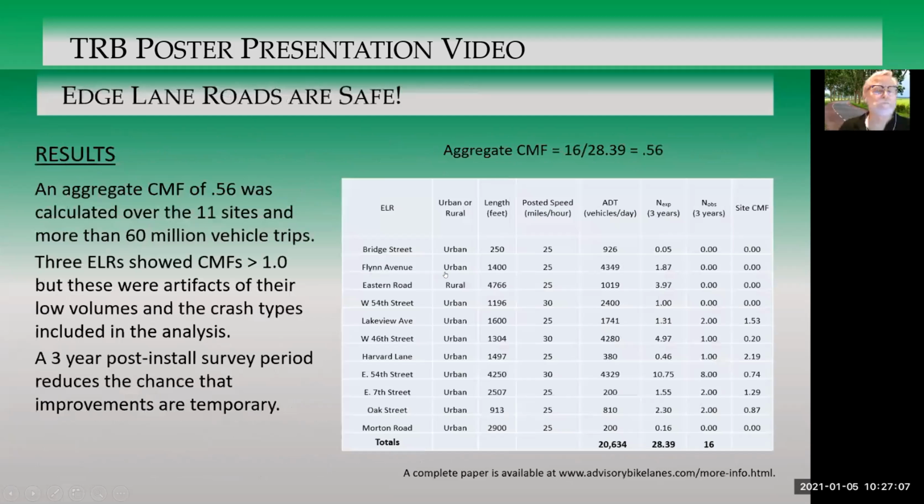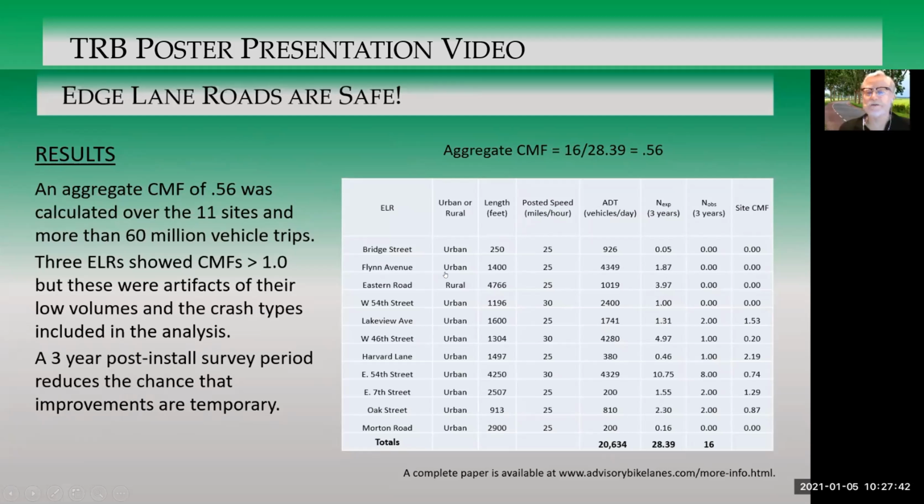The results were quite good. Our aggregate CMF value came out to be 0.56. And again, that was calculated over these 11 sites and more than 60 million vehicle trips. 3 ELRs showed CMFs over 1.0, but these were artifacts of their low volumes and the crash types that were included in the analysis.